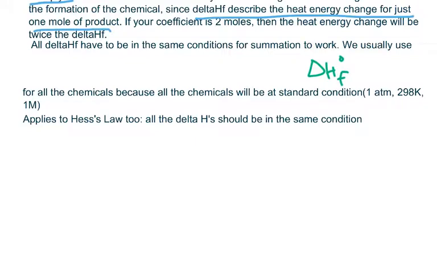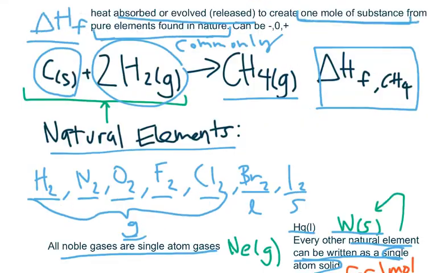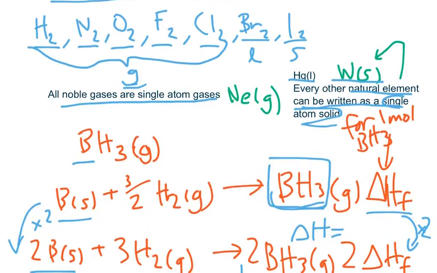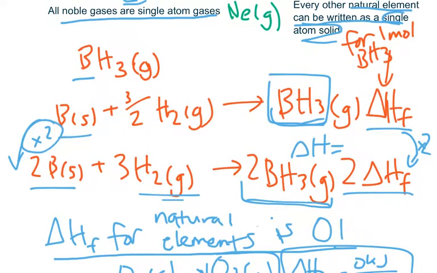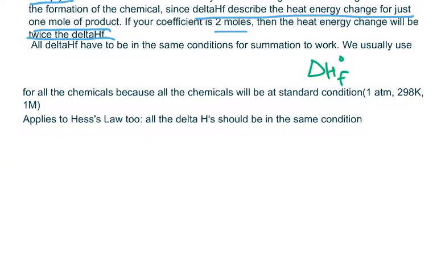So if your coefficient in reaction is 2 moles, for example, then the heat energy change or the enthalpy change for that will be twice the ΔHf. And this goes back to the point I made about doubling reactions, and that consequently doubles the ΔH, because instead of forming 1 mole, you're forming twice as many moles of product. So be sure to consider coefficients whenever you're doing summation problems.